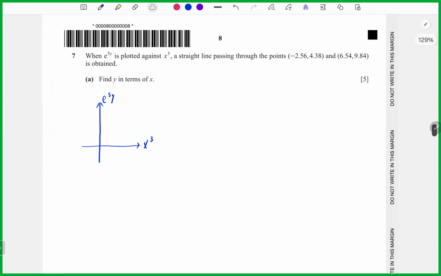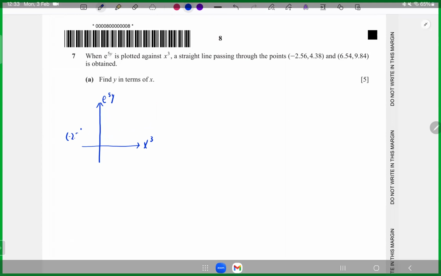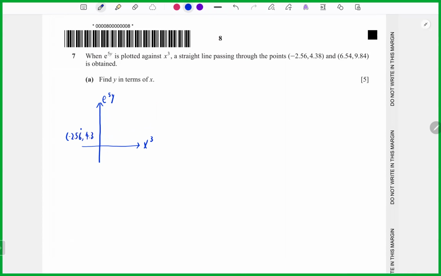You have points here, negative 2.56, 4.38, and another point here, 6.54, 9.84. This is your straight line, right? So now we need to find the gradient and the equation. Y minus y1 equals m times x minus x1. First we need to find the gradient. This is very important information.